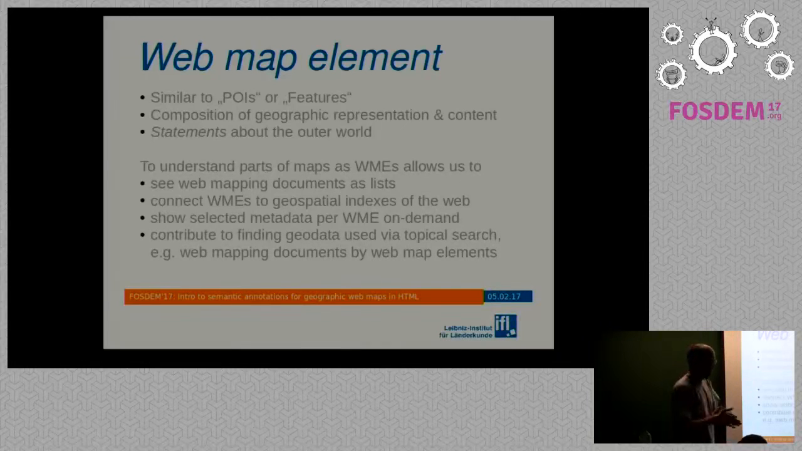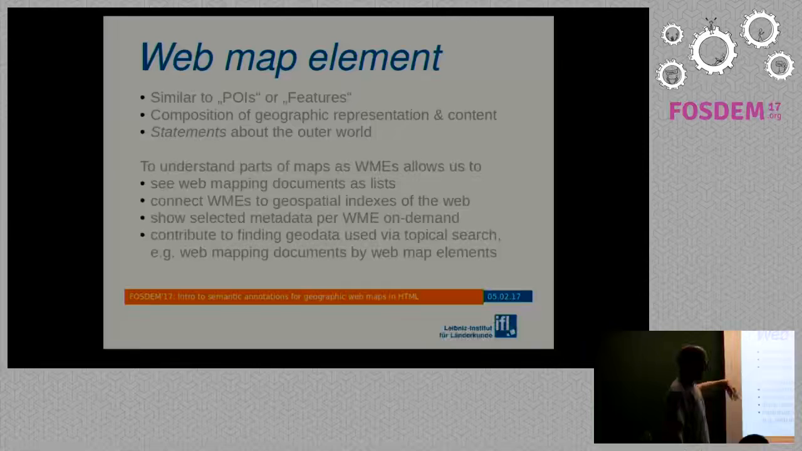Specifically, my understanding is that a web map element is both together the geographic representation, like the geodata used in it, for example, a polygon or a point location, plus the content. Just the content description, which actually is represented by this geographic information, together make a web map element. And both are kind of, as I said, statements about the outer world from individuals.